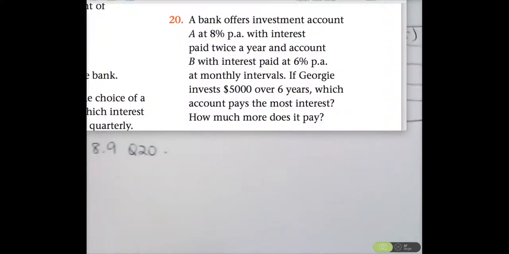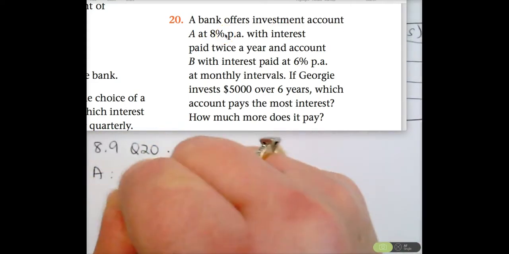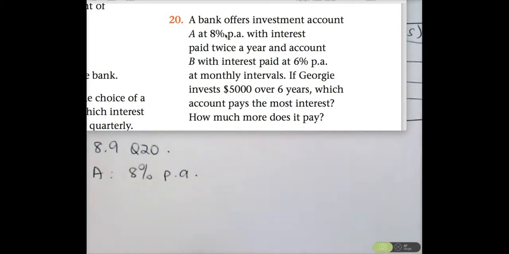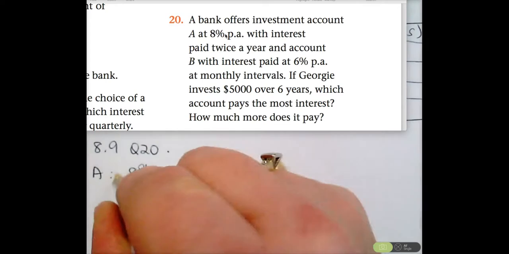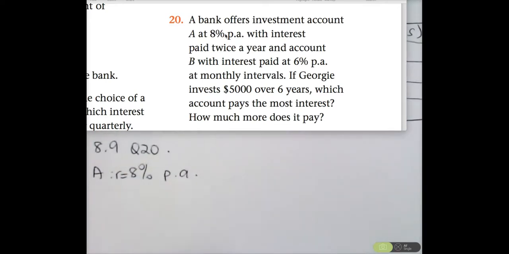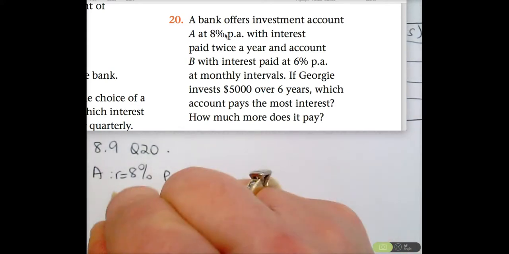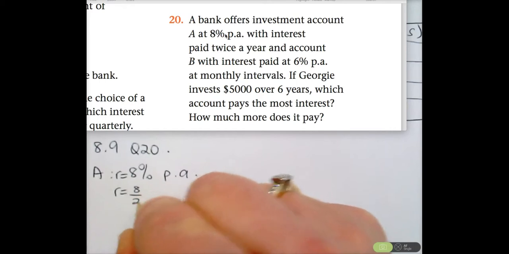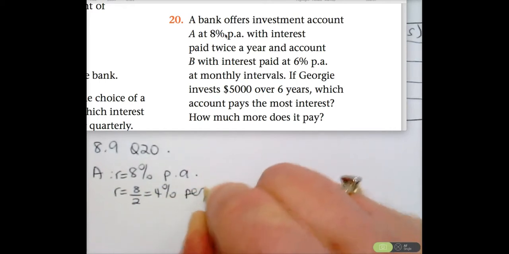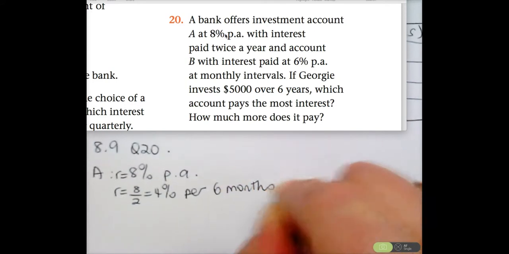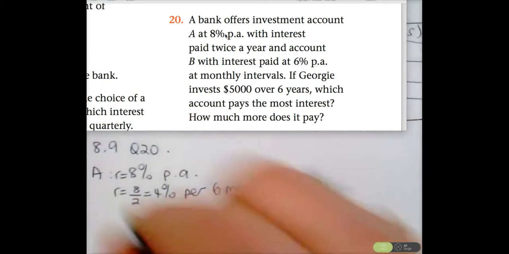Questions here. Question 20 from exercise 8.9. A bank offers investment account A. So we've got account A has 8% per annum interest, with interest paid twice a year. So the interest rate is 8% per annum, but it's compounding twice a year. So I don't want it per annum. What am I going to do with that rate? I divide it by 2, which is 4% per period, because it's per 6 months. Okay? Now, that's account A.